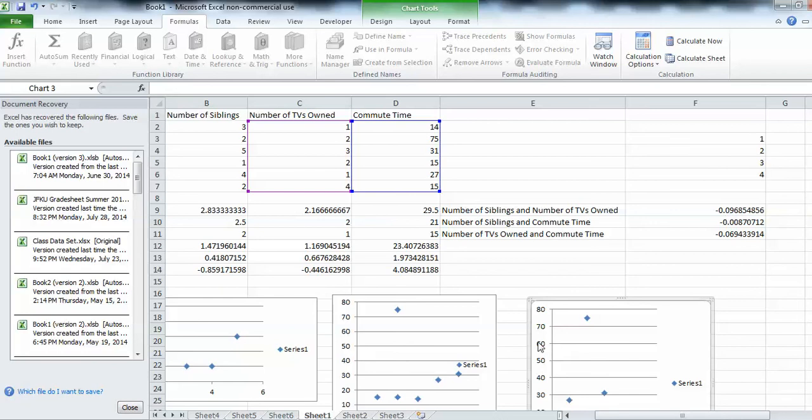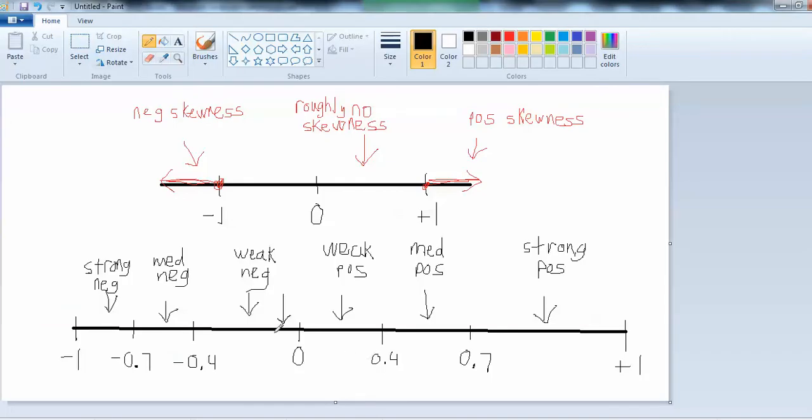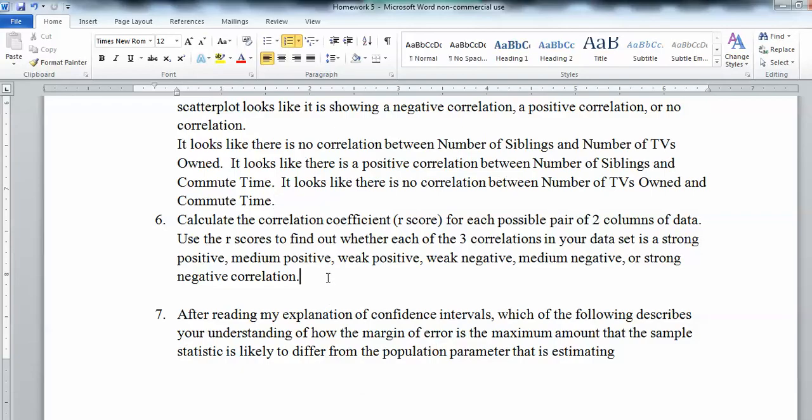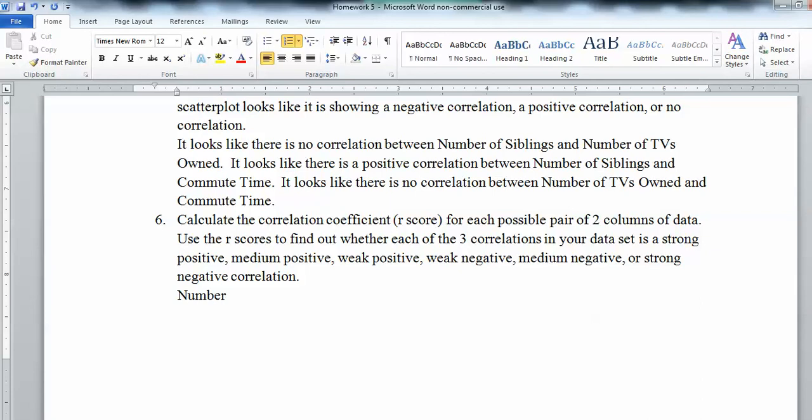So if we had -0.1 right here, -0.09 or 0.9 would be a little bit closer to 0, maybe right here. So it's in the weak negative area. So I'll say this is a weak negative correlation.